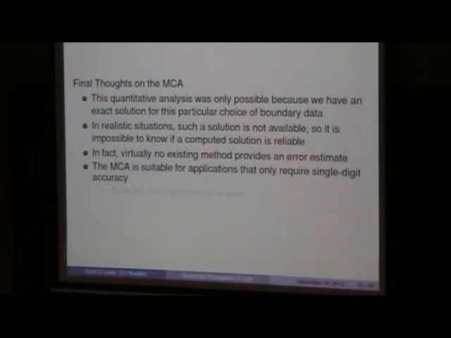So the MCA is certainly suitable for applications that require low, say, single-digit accuracy. And I want to be very fair, those kind of applications do exist.